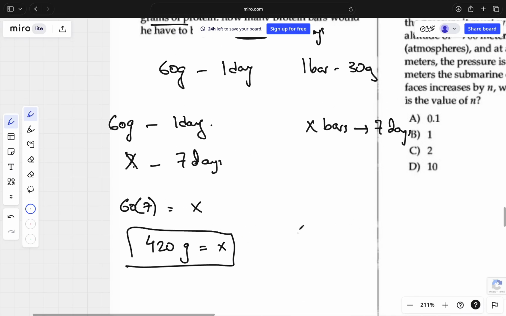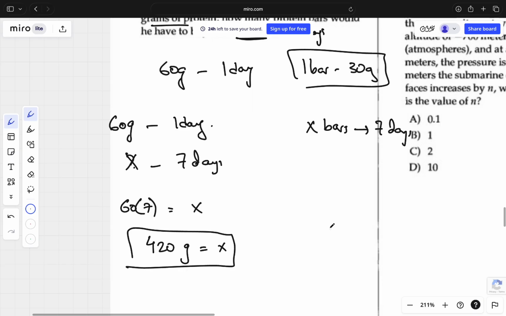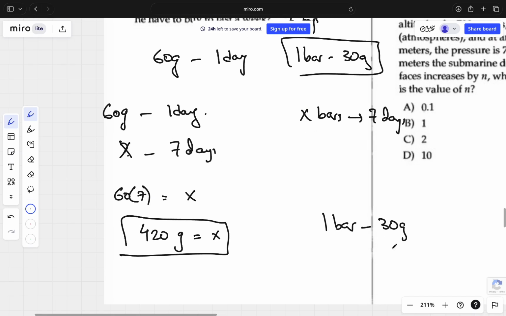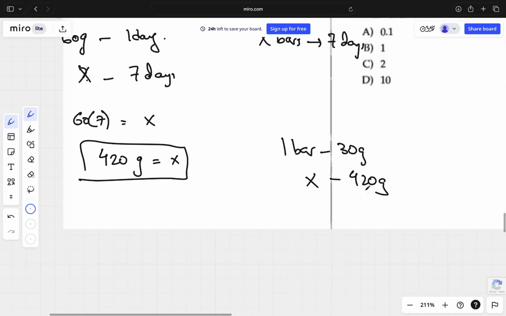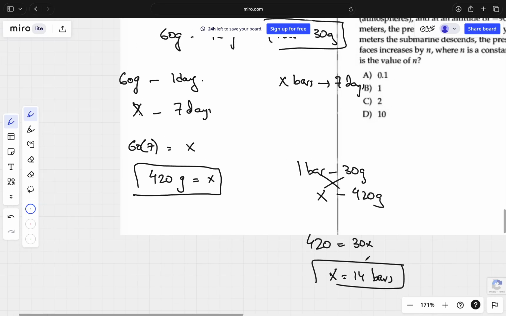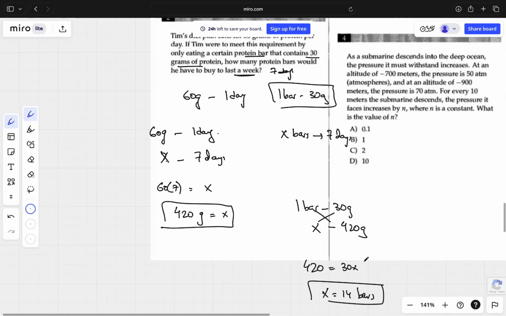Now, 1 bar contains 30 grams, so we'll use that here. 1 bar has 30 grams of protein, and in total we have 420 grams. We need to know how many bars he needs to eat, so we will cross multiply. 420 times 1 equals 30 times X. 420 equals 30X, and then 420 divided by 30 gives you 14, which means he would have to eat 14 bars in 7 days.